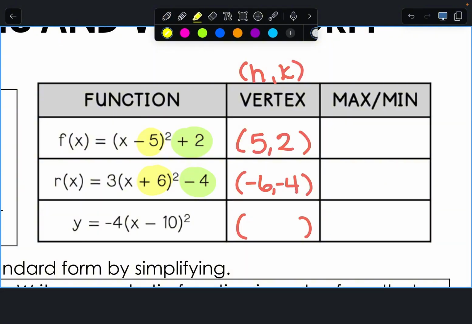That third line, what is that? 10. It's a positive 10. There is no number where you're supposed to have the k. So what number would that be? 0.